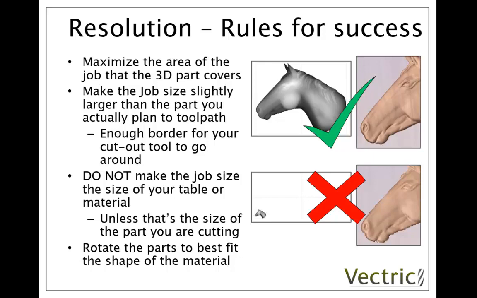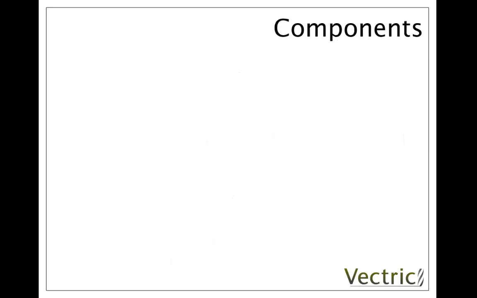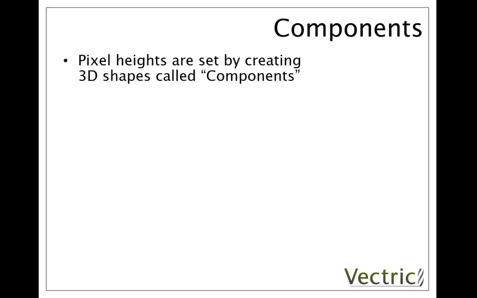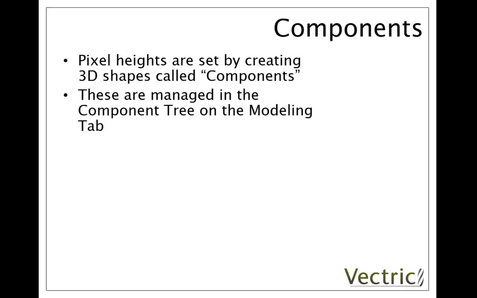So once we've got our part set up, what is it that actually tells the software to push these pixels up to the different Z heights? Basically, we use a concept called components. Components are the word that we use to refer to the 3D objects in the software. When we create these components, that's going to push up the pixel heights in the software, and then combining these together is how we get the overall finished 3D object.